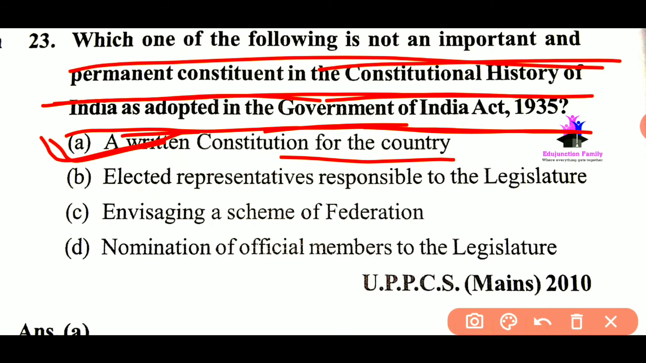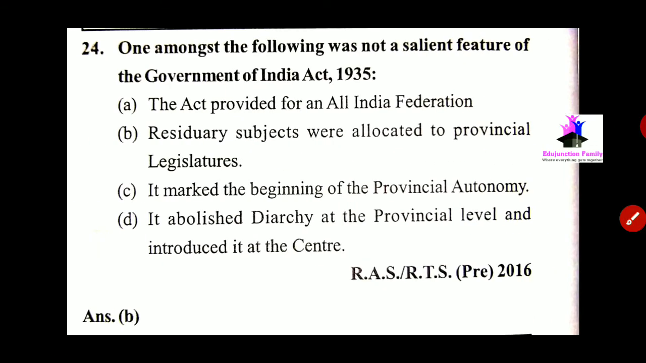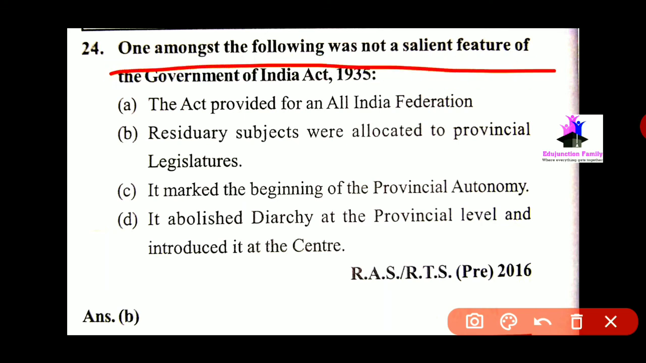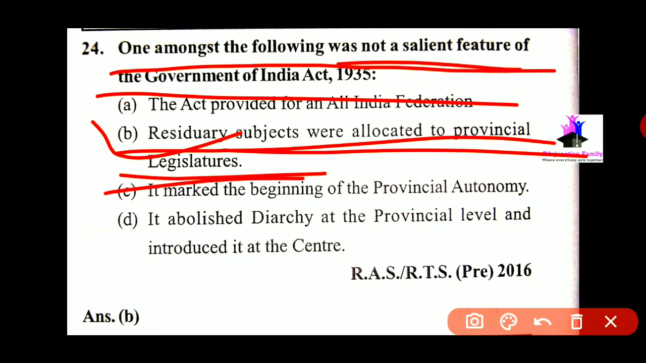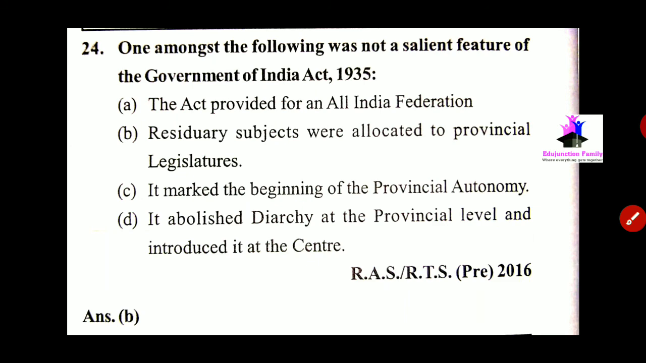Okay, so now we move to the next question: which one amongst the following was not a salient feature of the Government of India Act 1935? The answer is residuary subjects were allocated to the provincial legislature. Residuary subjects were allocated to the provincial legislature, and this was not a salient feature of the Government of India Act 1935. Okay, now we move to the next question.